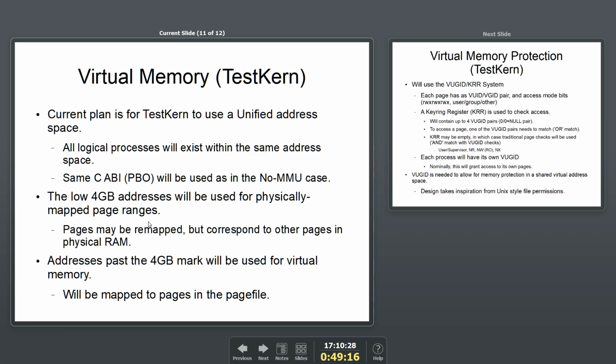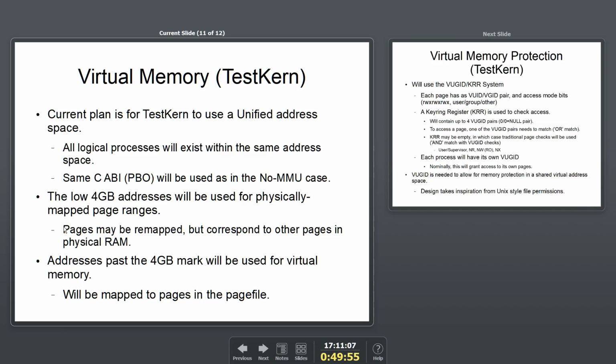The low 4 gigs of address space will be used for physically mapped page ranges. So basically, if you just want to memory map one section of pages to another location, this can take place in the low 4 gigs, but this isn't actually virtual memory because it's not backed by the page file. So it has some practical limits there.